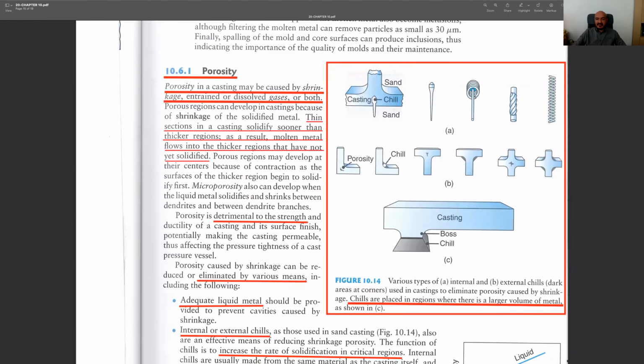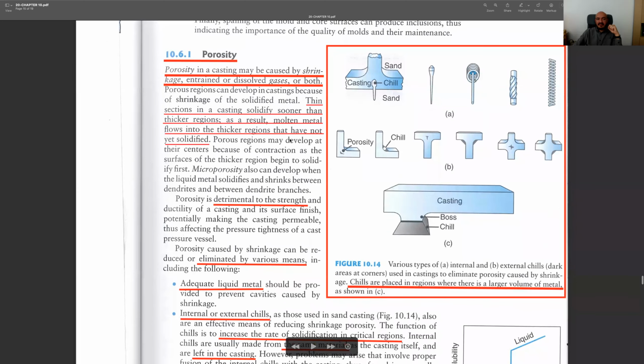And as we said, the porosity is highly important, and this happens mostly due to the shrinkage, and sometimes you may have some gases inside your liquid metal. These porous regions may also happen due to the dissolved gases. And you see, we have some examples: a porous region here, another porous region here. So what we do, we have some different ways to eliminate this problem.